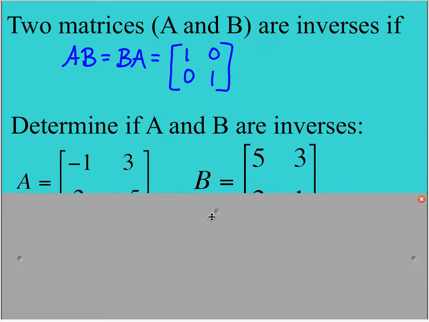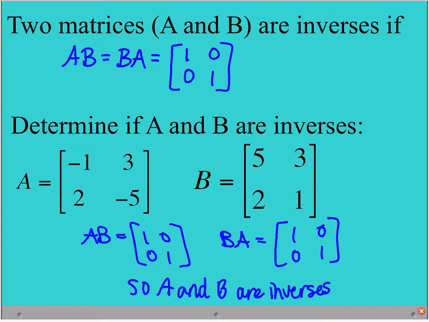What I want you to do is determine if these two matrices, matrix A and B, are inverses. I want half of the class to multiply A times B. I want the other half of the class to multiply B times A. Go ahead and pause the video to do that. I want you to do the product by hand, not using a calculator, and determine if these two matrices are inverses. After a little bit of multiplication, you'll see that A times B is 1, 0, 0, 1, and so is B times A, and that means that A and B are inverses of one another.